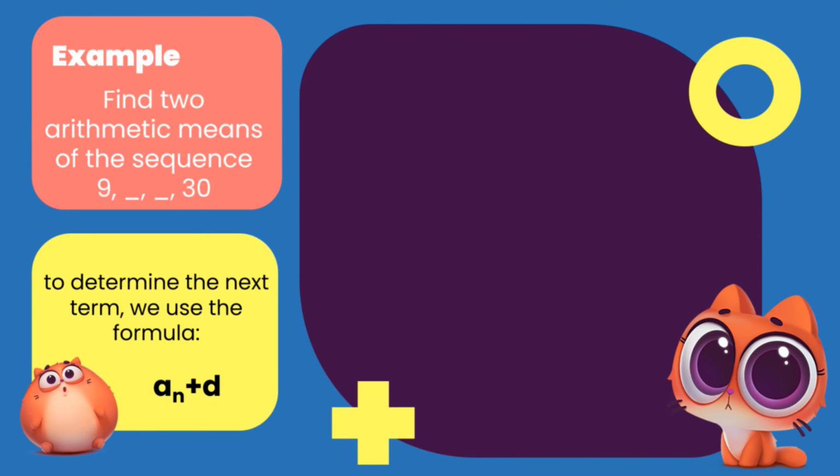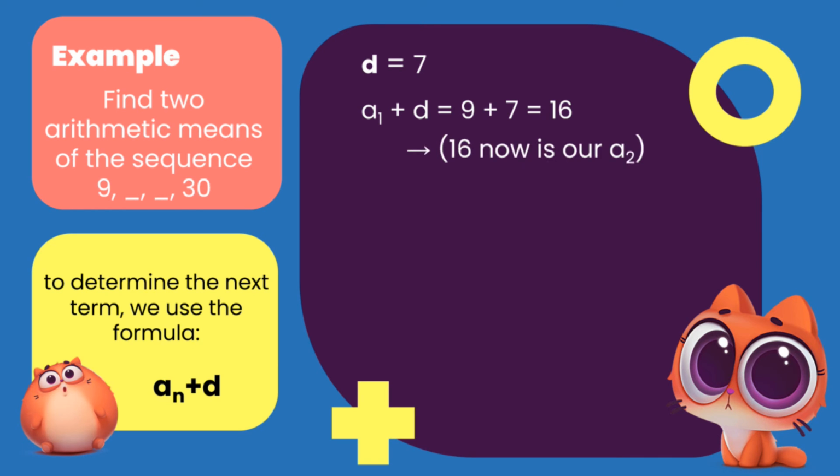To determine the next term, we use the formula a sub n plus d. From our common difference, which is 7, our a sub 1 will be 9 and our common difference is 7. Just add them and we'll get 16. 16 now is our a sub 2.